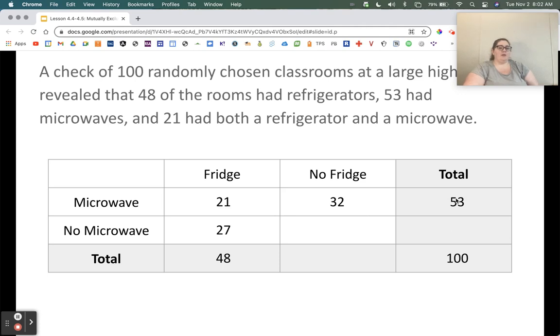I can now do some subtracting to figure out the total number of people who don't have a microwave would be 47. The total people who don't have a refrigerator would be 52, because we know the totals need to add up to 100 in both directions. And now that I know those things, I can work backwards and figure out this intersection with people who have no fridge and no microwave would be 20. Right? So I can fill that out.